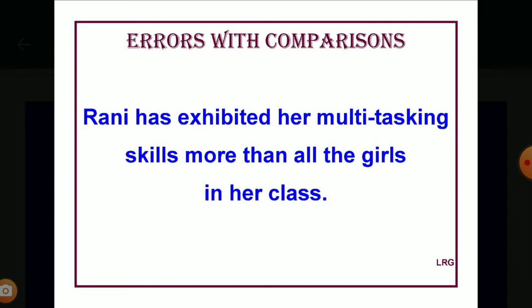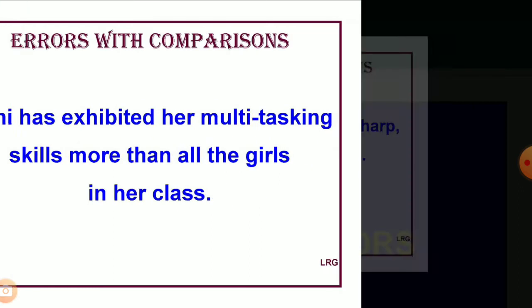So you have to distinguish Rani from the rest of the group. How? By adding the word other after all the, or adding other before the word girls. It should be all the other girls, then the sentence becomes correct. Rani has exhibited her multitasking skills more than all the other girls in her class. Now the comparison is correct.